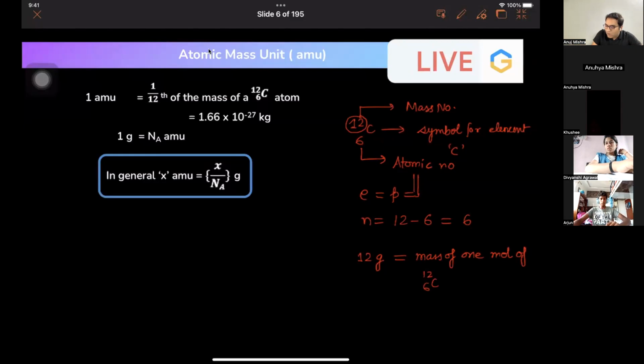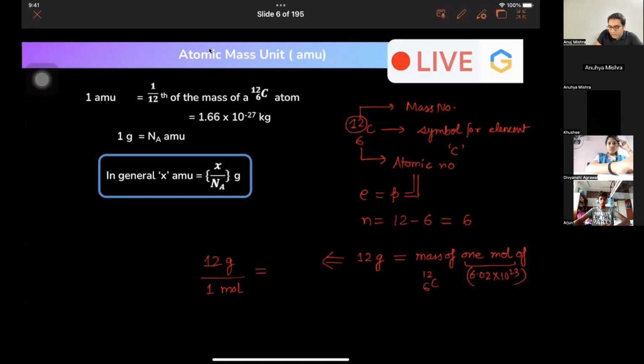And what is 1 mole? 1 mole means how many numbers? 6.022 into 10 raised to the power 23. So if you collect carbon atoms, 6.022 into 10 raised to the power 23 carbon atoms you collect, and then just weigh. That will come out to be 12 gram. Is the statement making sense to all of you? If yes, please type 1 in the chat box. Very good.